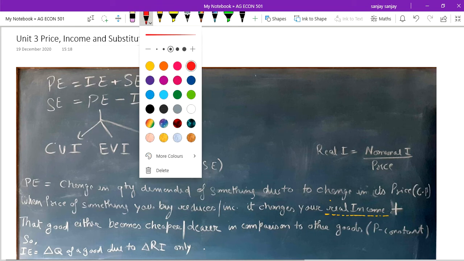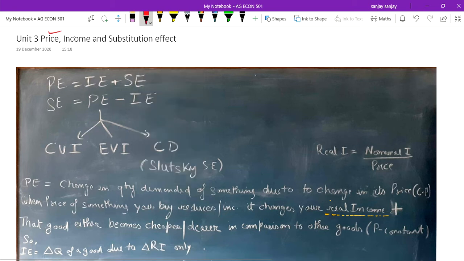Today we'll be starting the third unit of our course, which is price, income and substitution effect. These three are necessarily included in the price effect, as you'll be seeing when I'll be explaining them. Price effect is simply a summation of income effect and substitution effect. So directly coming to what is price effect.